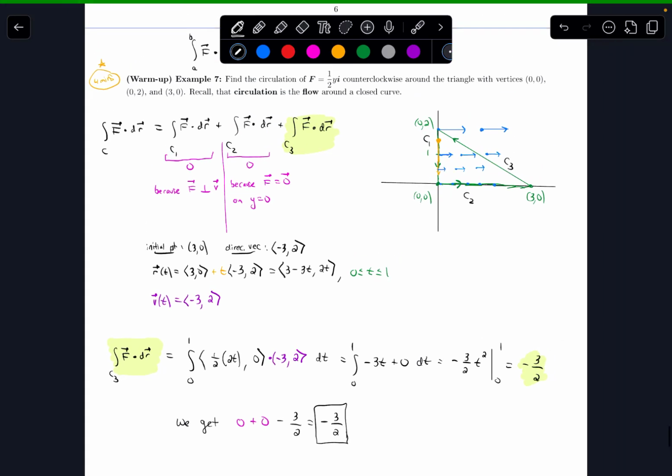That is our circulation. So in the next section, we are going to introduce another version of Green's theorem specifically to deal with circulation. It'll give us another way to do this, where instead of having to split this up into 3 integrals over each of the sides individually, we can instead do it over this 2-dimensional region inside, and we'll use a double integral.